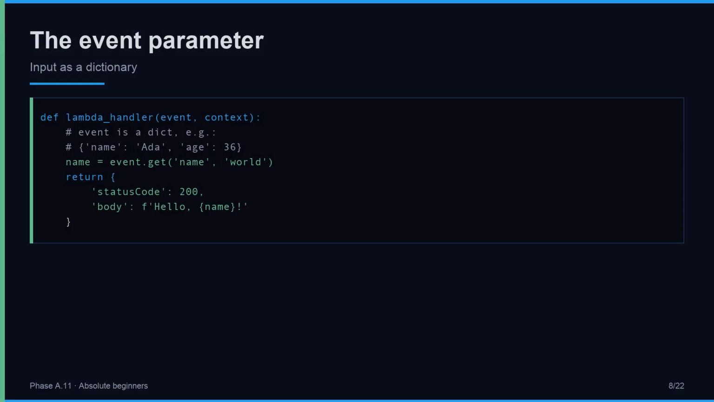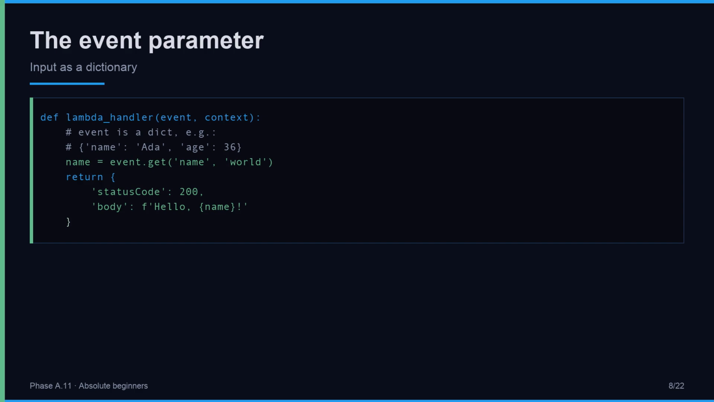The event parameter is a dictionary. Whatever invokes your Lambda, a web request, a timer, a manual call, Amazon packages the input into this dictionary. You read values from it the same way you read any dictionary, with .get and a default. Here, name = event.get("name", "world"). If the caller passed a name, you use it. If not, you fall back to world.